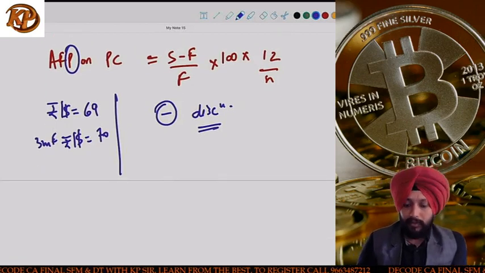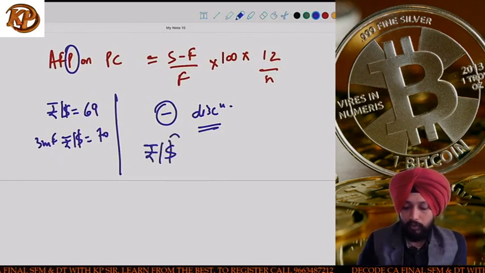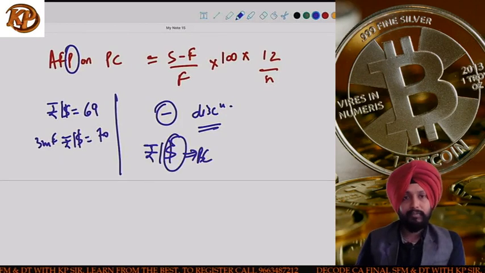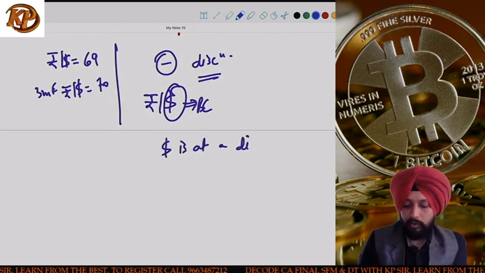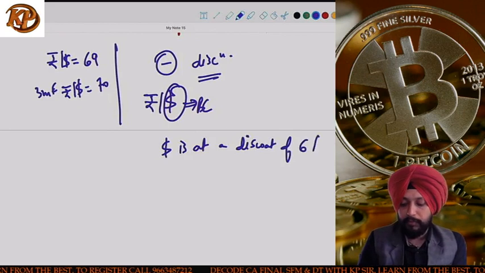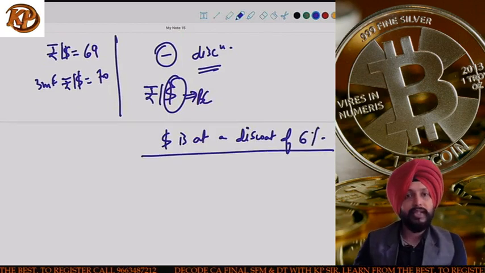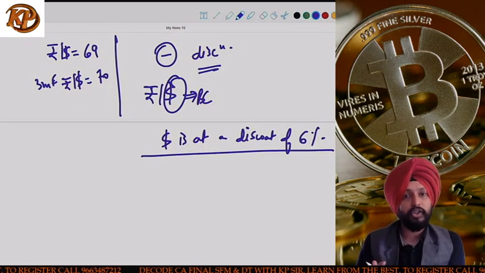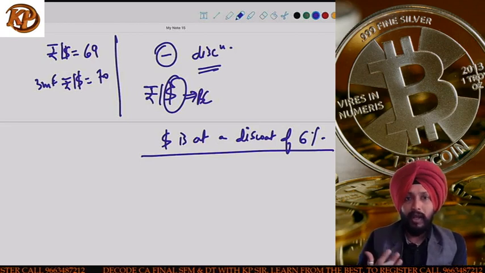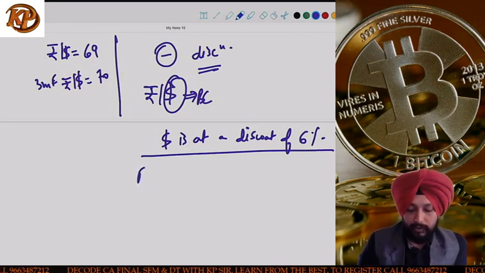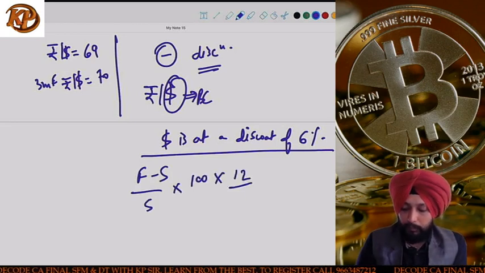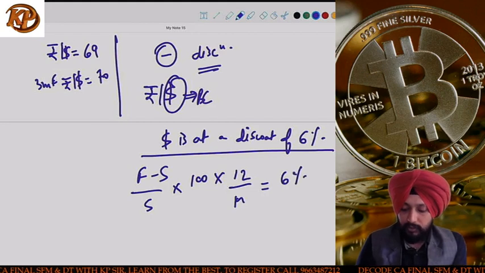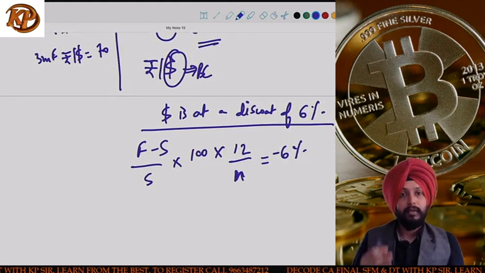Now, one very important thing is, suppose the quotation is given as rupee per dollar, where dollar is the base currency, and then they tell you that dollar is at a discount of 6%. So when you look at the quotation, discount is already given, and dollar is the base currency, so this quotation is to be written as F minus S by S into 100 into 12 by N is equal to 6%. Now because they have told you discount, I will write it as minus 6%.